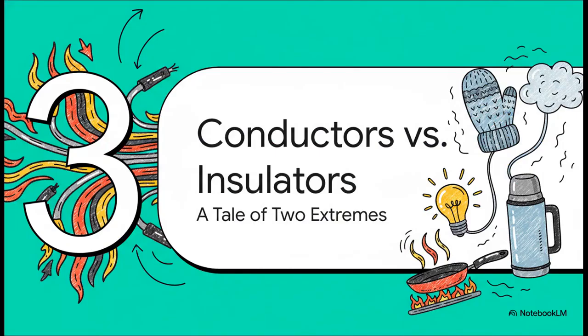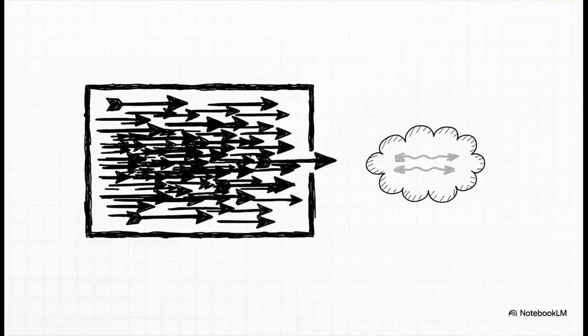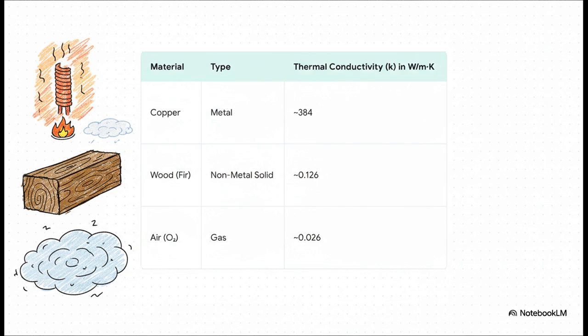So this huge difference in how heat moves creates a massive divide between materials. We can pretty much sort everything into two big camps: conductors, which move heat really well, and insulators, which don't. And when I say a huge divide, I'm not exaggerating. The range is just staggering. Pure metals can conduct heat thousands of times better than gases can. It's not a subtle difference. It's a massive, massive gap in performance. Let's put some real numbers on this.